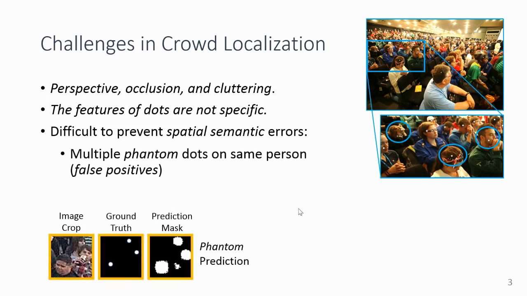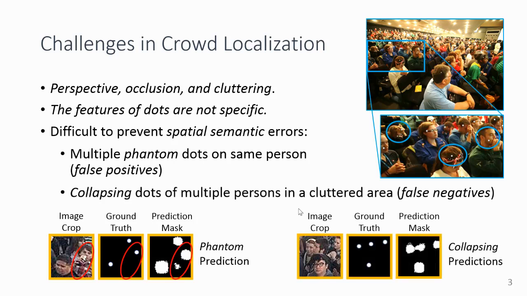In this example, when you try to directly predict the dots, we get two predictions for the same person. One of them is a false positive. In the second example, the predictions for the two left dots collapse to appear as one in the prediction mask. And so we get a false negative.